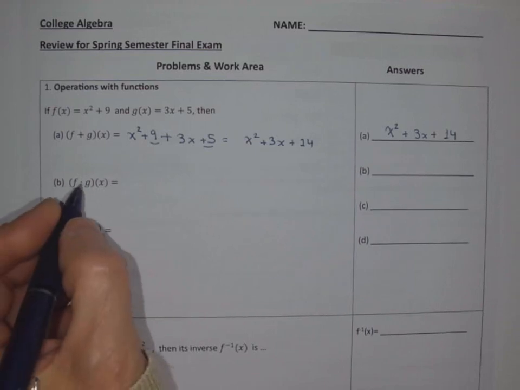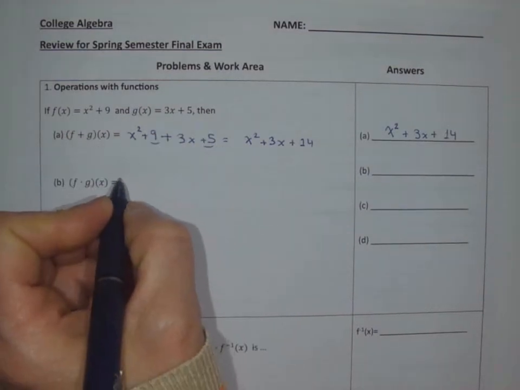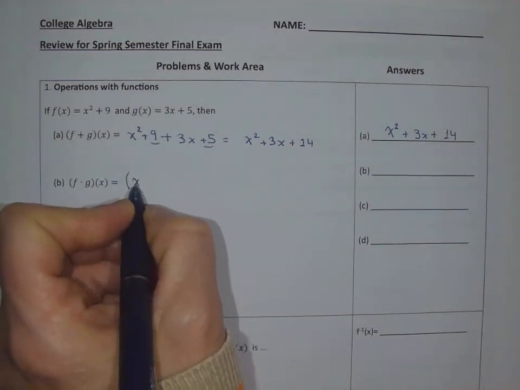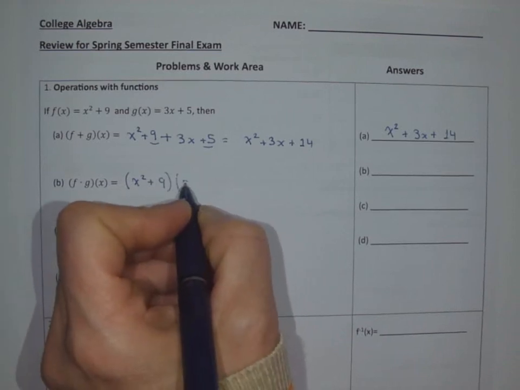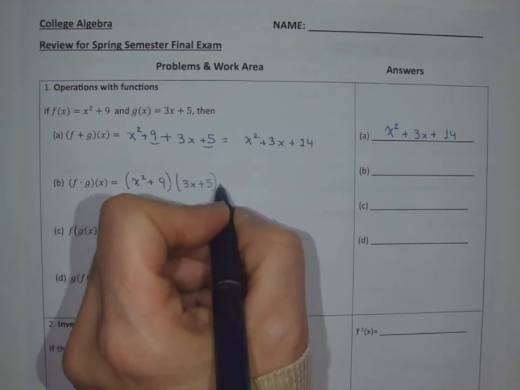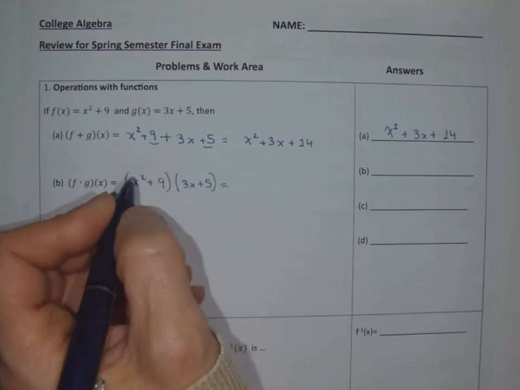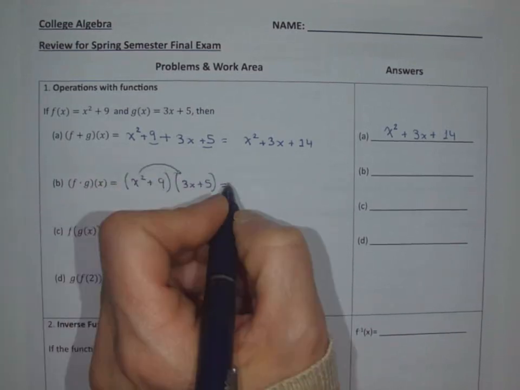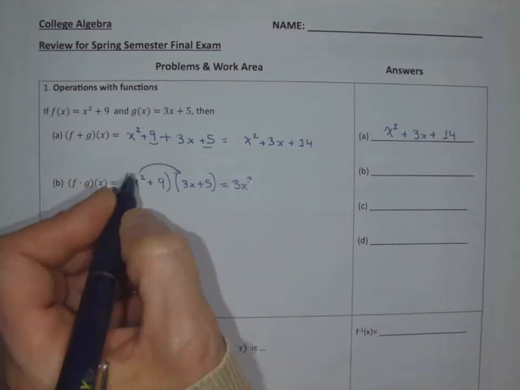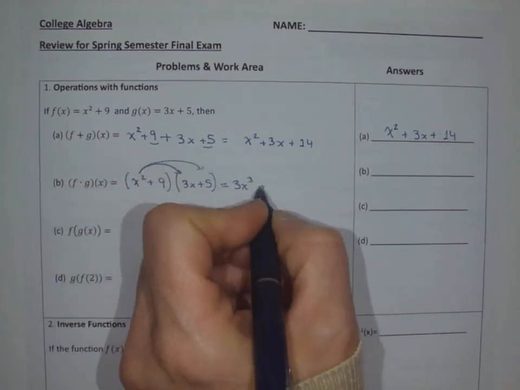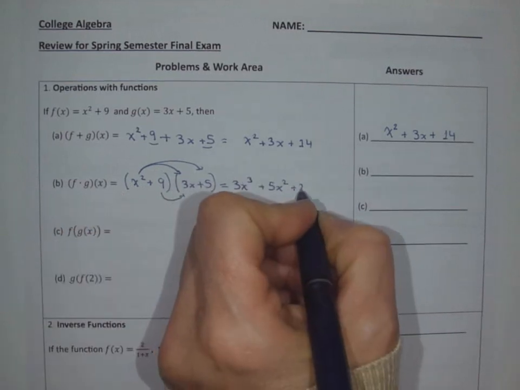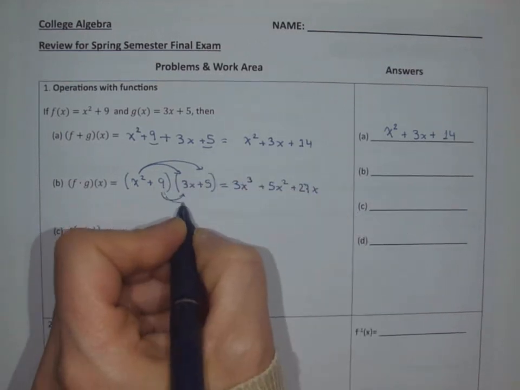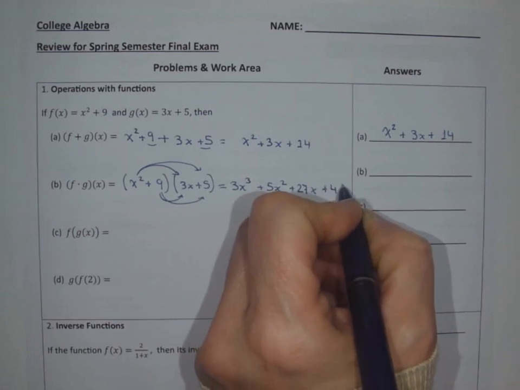Next, for B, it shows multiplication, right? So this time we're going to take them and multiply. So we need parentheses around those now because we're going to eventually have to FOIL. So x squared plus 9 times 3x plus 5. And now we're just going to multiply through. So x squared times 3x is 3x cubed. x squared times 5 is 5x squared. And then 9 times 3 is 27x. And then 9 times 5 is 45.